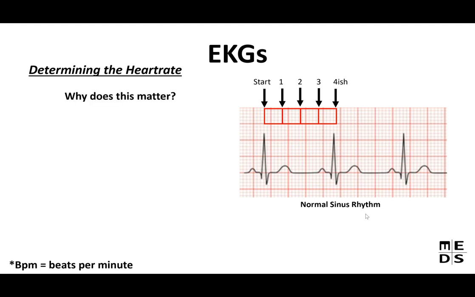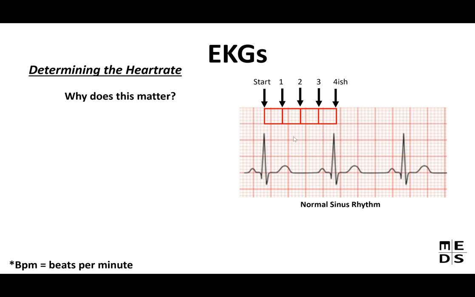Okay, so why does this matter? The reason you want to be able to calculate the heart rate really quickly is you want to be able to look at it from point to point, as you can see here. You want to see really quickly, like you want to go 1, 2, 3. If it's more than 3 big boxes, then you know it's going to be 300 divided by 3, which would be 100. It's under 100 beats per minute.